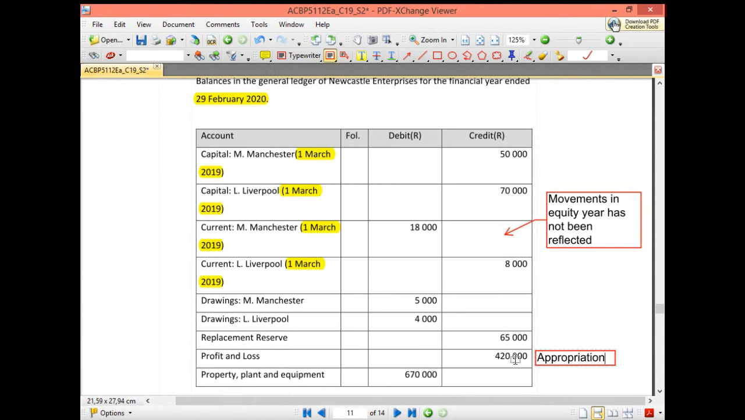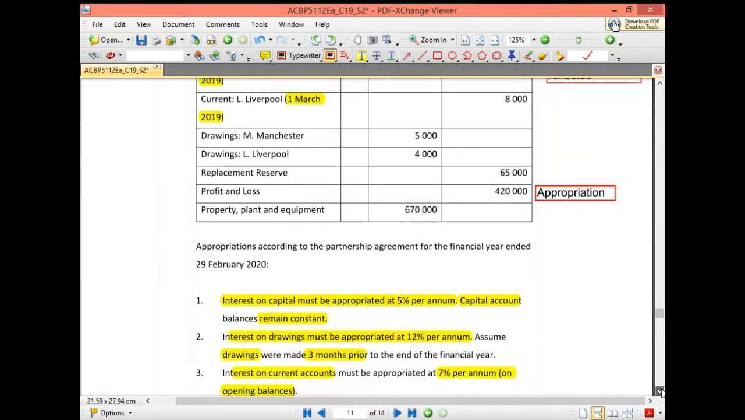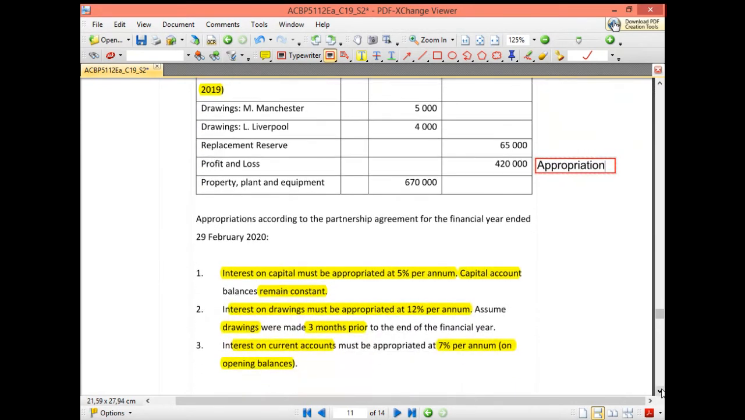Okay. Now, because the profit and loss is on the credit side, we have a profit so far. So in your appropriation account, you would disclose that profit and loss amount on the same side as it is in your trial balance here. Okay, now let's look at the additional information based on the partnership agreement. They tell you interest on capital must be appropriated at 5% per annum. The capital account remains constant.